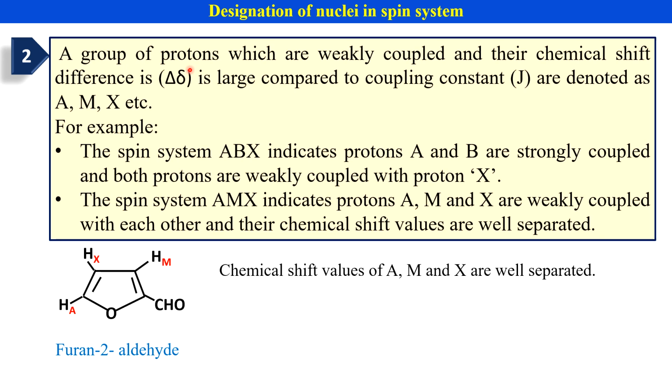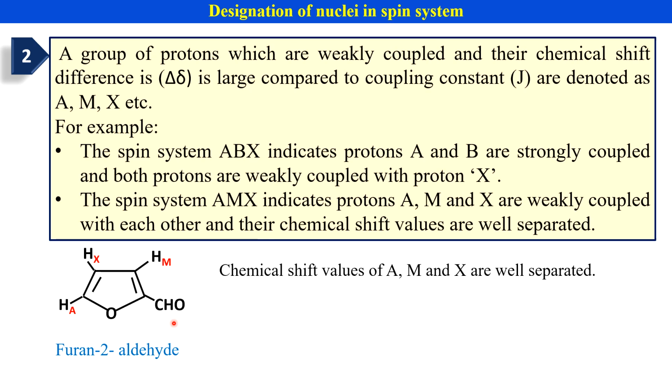Then rule second. A group of protons which are weakly coupled and whose chemical shift difference is large compared to coupling constant are denoted as AMX, etc. For example, the spin system ABX indicates protons A and B are strongly coupled and their chemical shift values are near, and both protons are weakly coupled with proton X. The X has a chemical shift value far away from A and B. The spin system AMX indicates protons A, M, X are weakly coupled to each other and their chemical shift values are well separated.